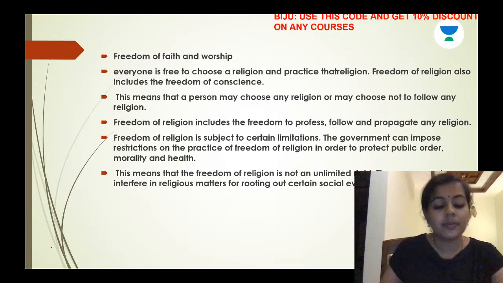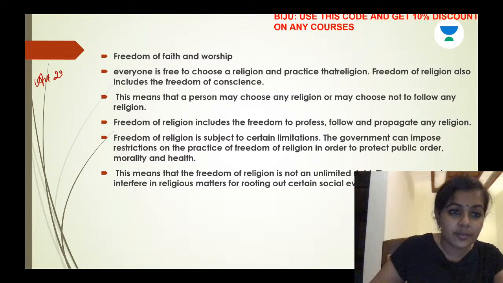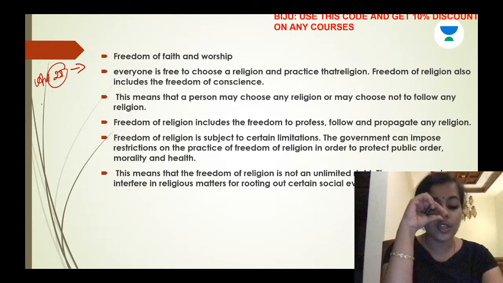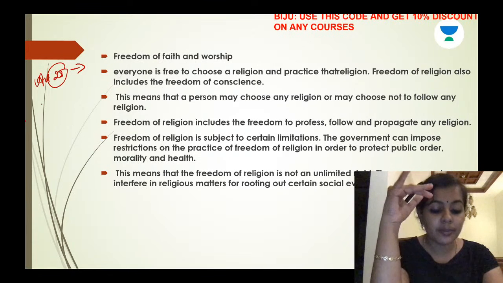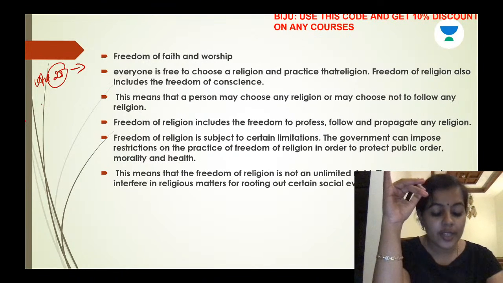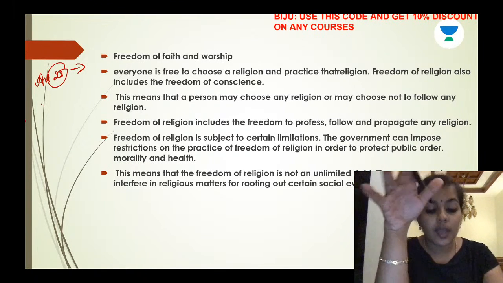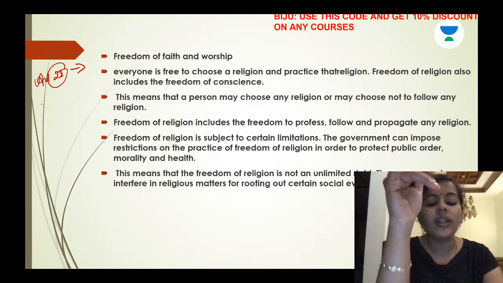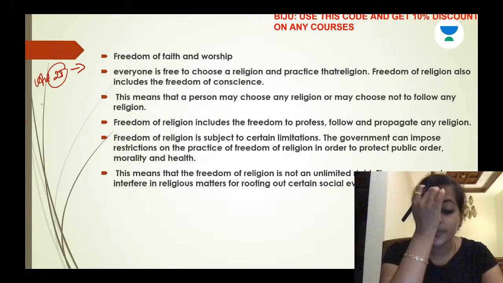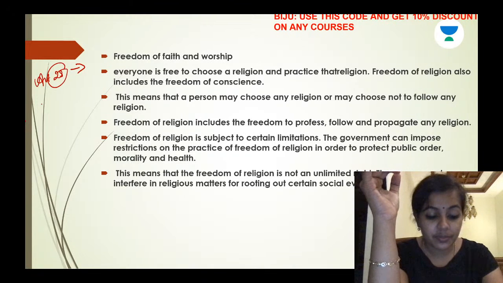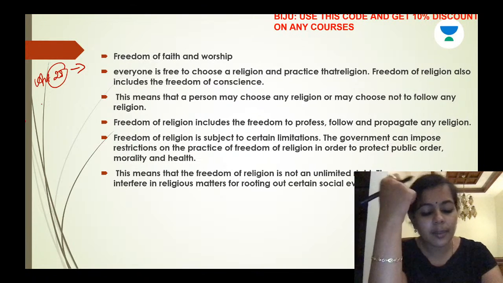Article 25 of the Constitution discusses freedom of conscience, freedom to profess, practice and propagate religion. Article 25 guarantees the freedom of conscience. The above mentioned freedoms are subject to public order, health and morality. This also ensures that the state can make laws of its own, and many things are being protected.